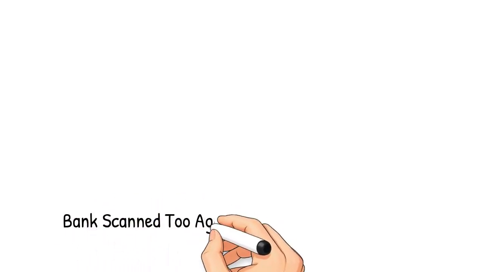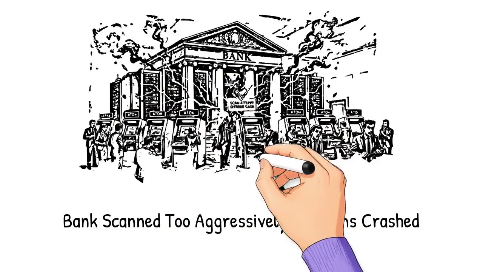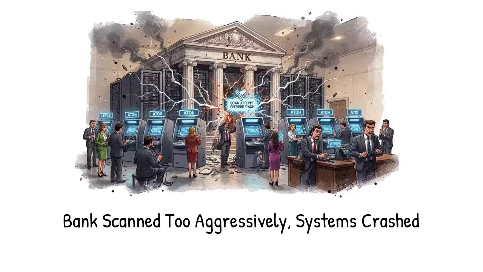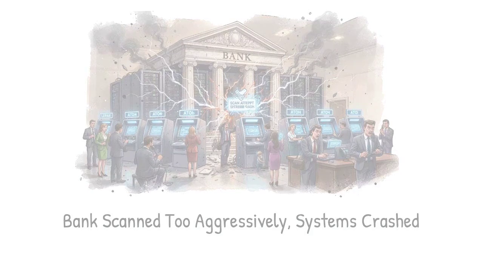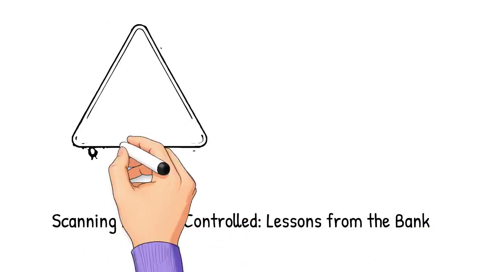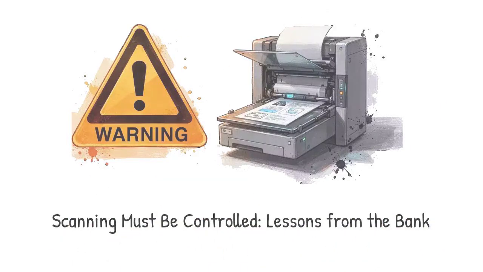A financial institution ran an aggressive scan during business hours. The scanner attempted to exploit a known vulnerability in a legacy system. The system crashed. ATMs stopped working. Online banking went offline. Customers panicked. Lesson: scanning is powerful, but must be controlled.